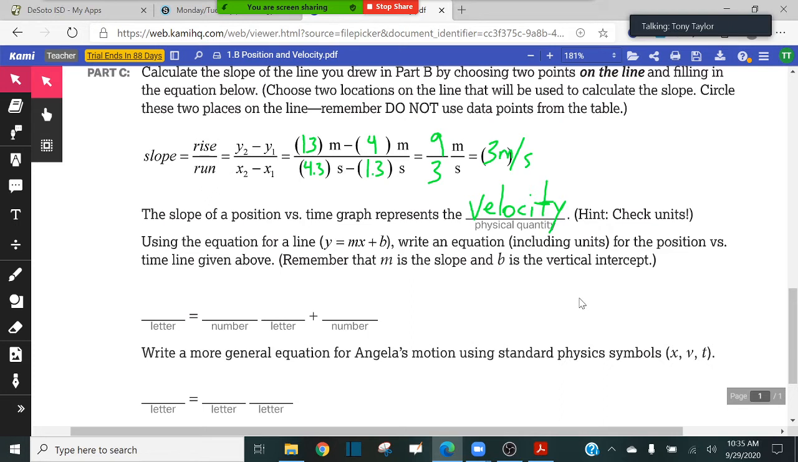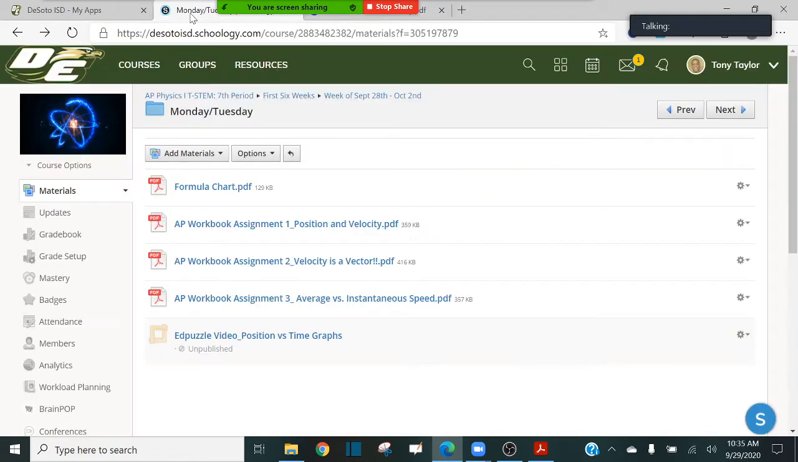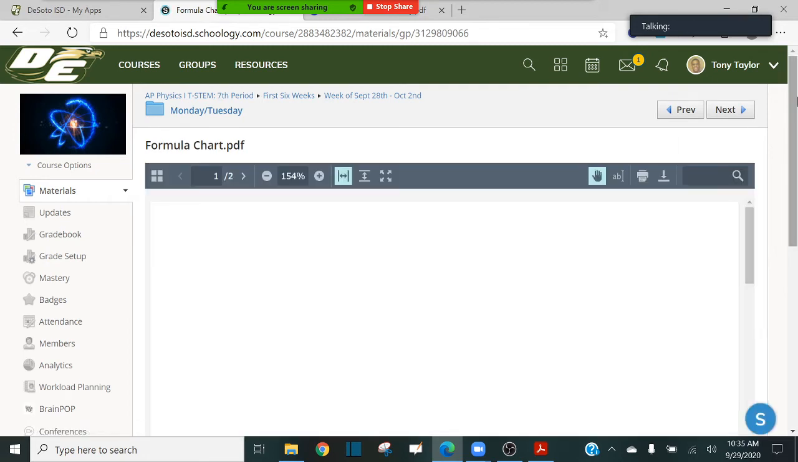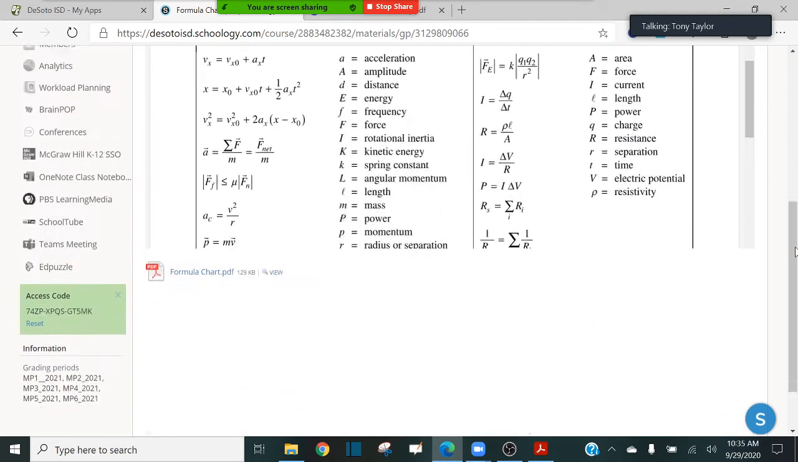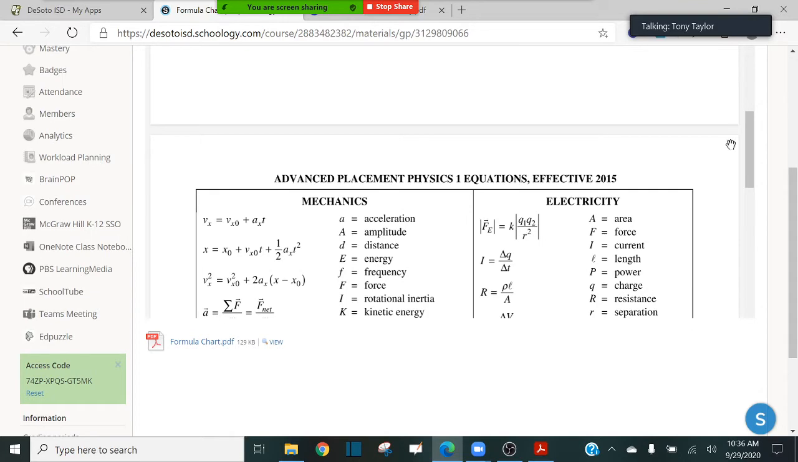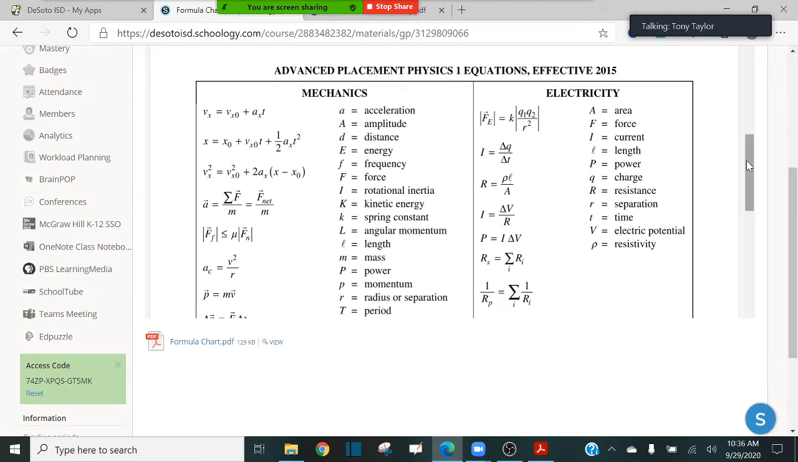Okay, well, what are the standard physics symbols that you have to use? And this is important. Let me show you something here. If you go into Schoology, I've uploaded in the folder for today a formula chart. If you click on that formula chart and scroll to the second page, you're going to see a list of every important formula in AP Physics. By the way, this is the formula chart that is given to you on the AP exam. This is every major formula in physics that you need to know.